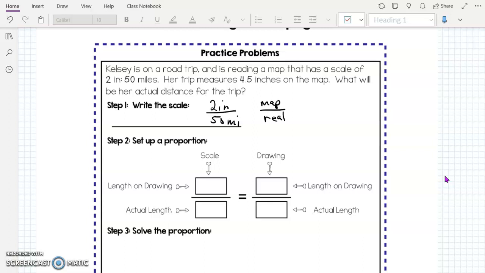Okay, we're going to go ahead and copy that down here. So the length on the drawing, 2 inches, is the part of our scale. The actual length that it compares to is 50 miles. Let's see, the length of the drawing was actually 4.5 inches, and we are looking for the actual distance in miles.